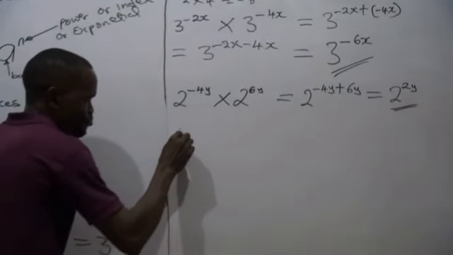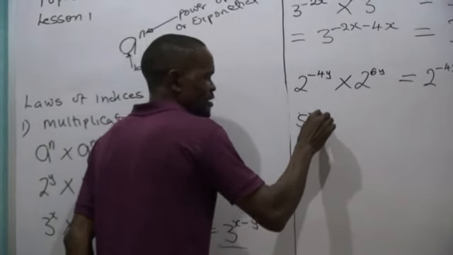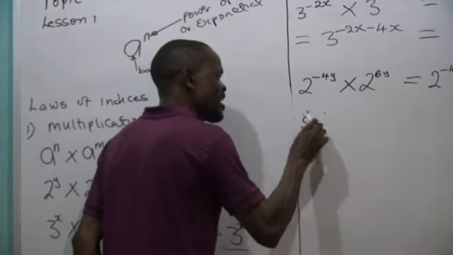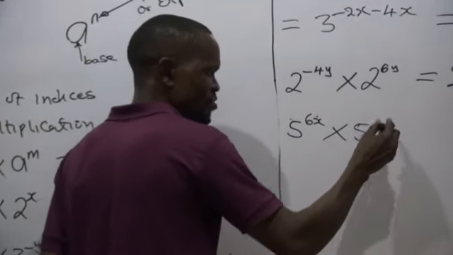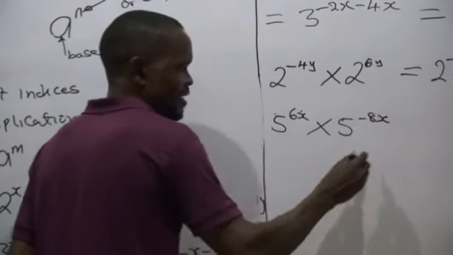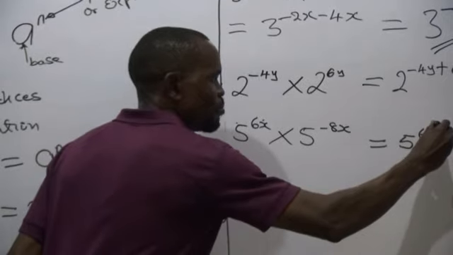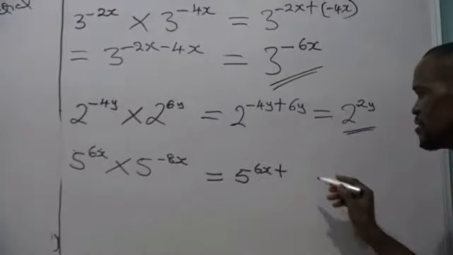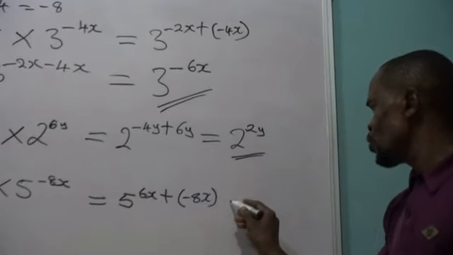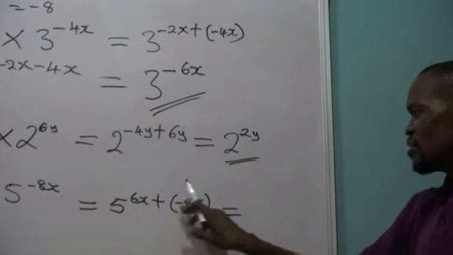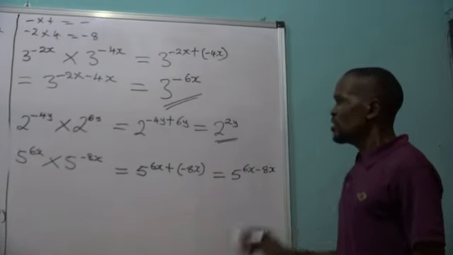Then another example. If I have, let's say, 5 raised to the power 6x times 5 raised to the power minus 8x, this will give me 5 raised to the power 6x plus, which is constant in my formula, plus minus 8x. And this will give me, you remember, plus times minus will give me 5 raised to the power 6x minus 8x.